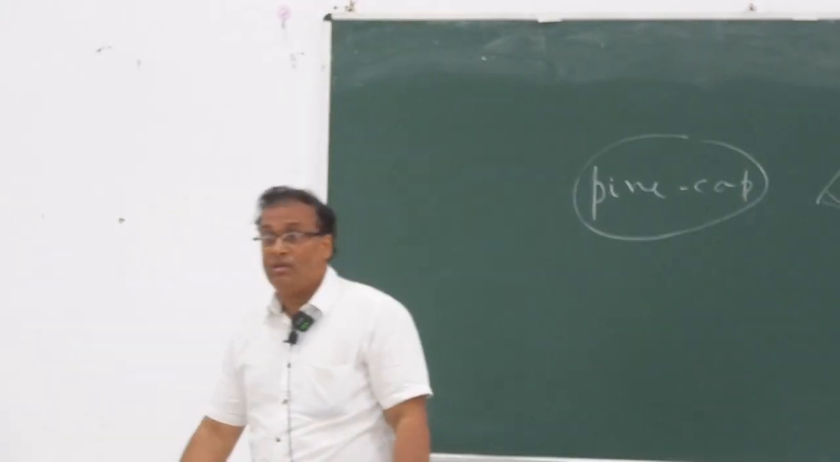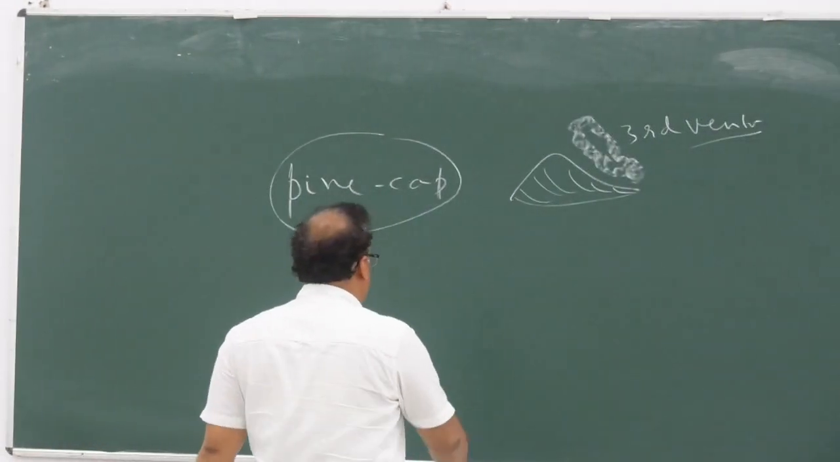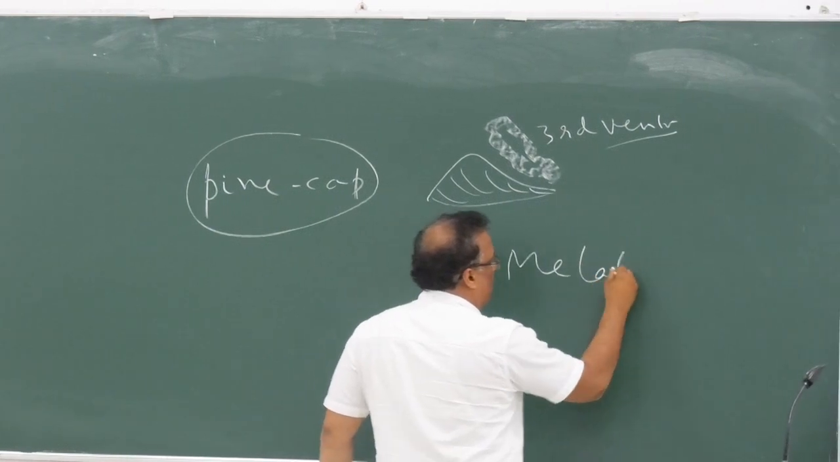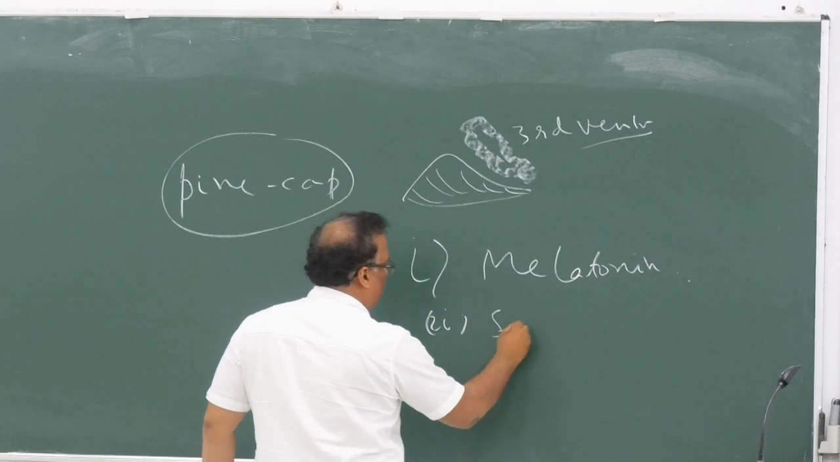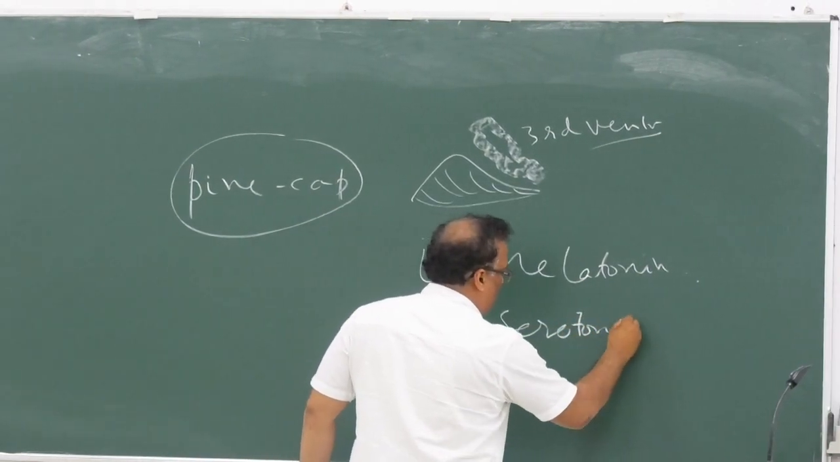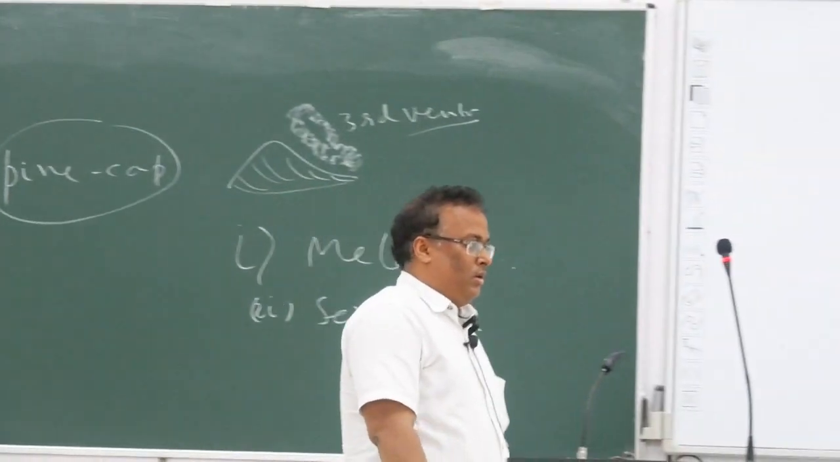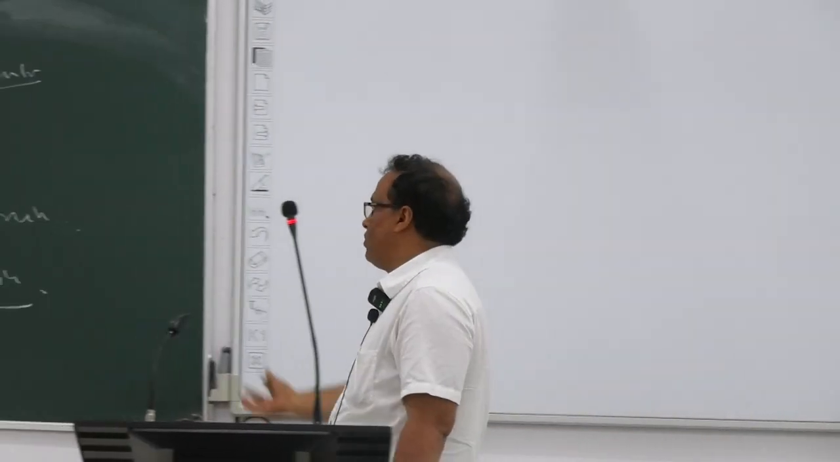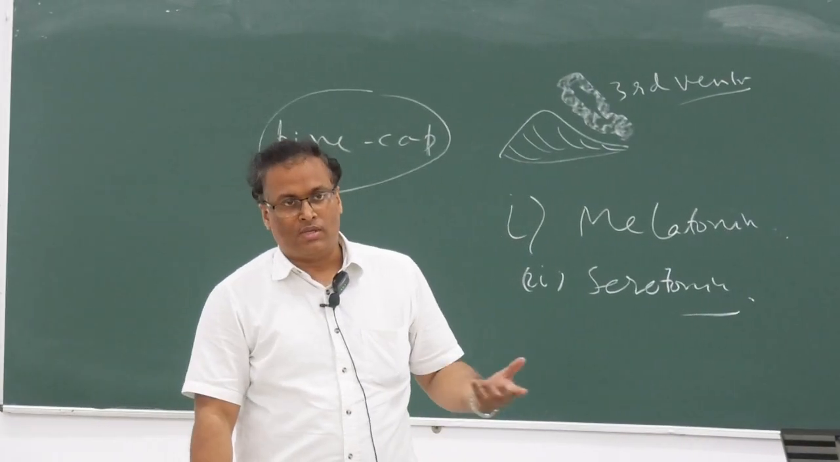melatonin as well as serotonin also. So it releases mainly melatonin, and to some extent serotonin. Clear? So in your book, it is enough for this class. In the viva also, what is released from the pineal gland? Melatonin, and to some extent serotonin.